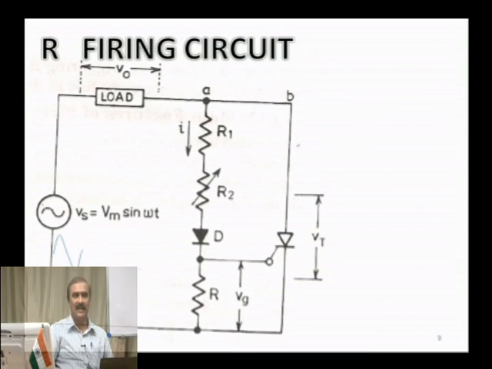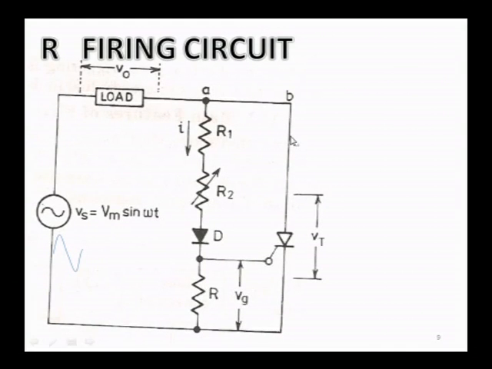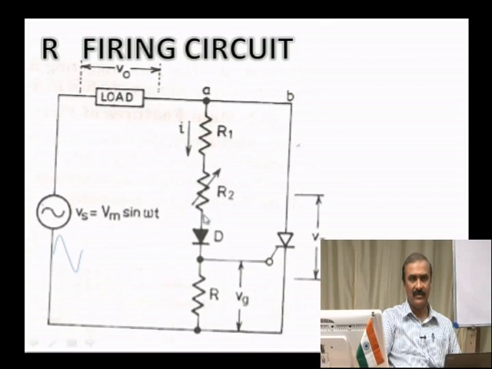Now, this is your R firing circuit. This circuit you have to explain. Why are there three resistances? You can see there the resistance R1, variable resistance R2, a diode and another resistance, and in between there is a connection to the gate. Why this circuit? This you have to understand very carefully.